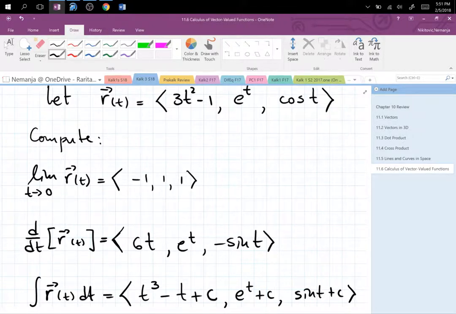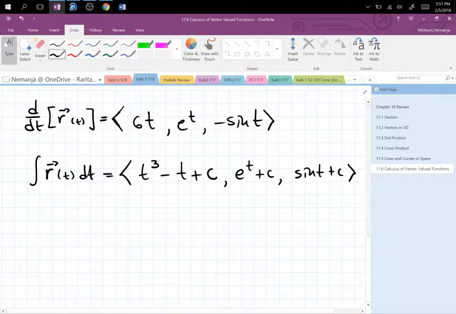Great. So, technically this is the way we do calculus on vector valued functions. Each component is going to get its own either limit, derivative, or integral. And now let's talk some concepts here.